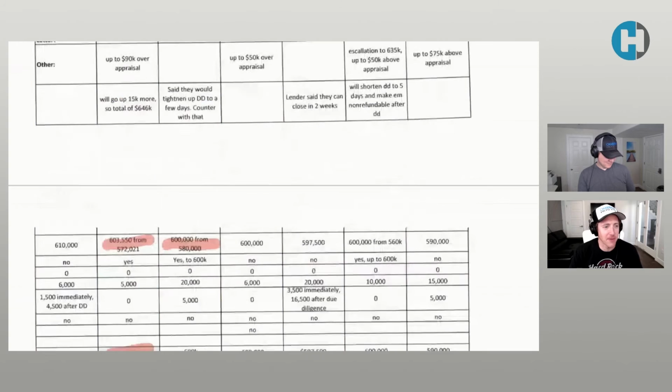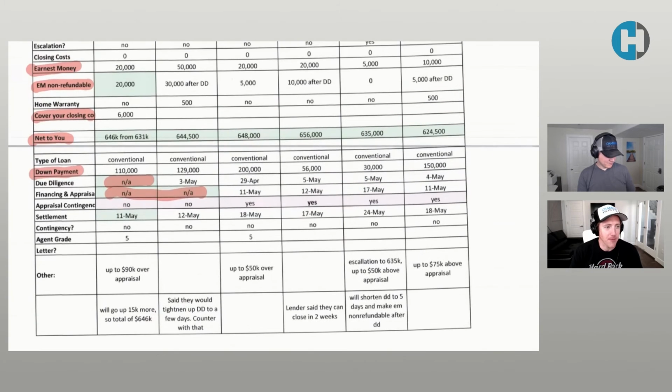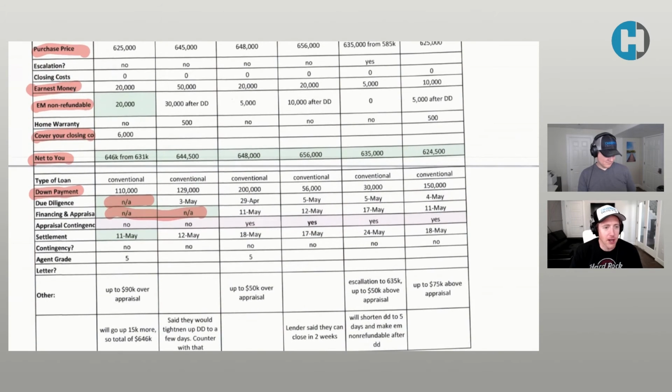What do we got on the next page? Just a bunch of offers that don't work. Okay, so here is where we start getting interesting.